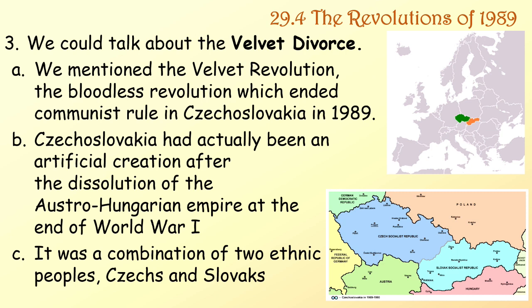We could talk about the Velvet Divorce. We mentioned the Velvet Revolution, the bloodless revolution which ended communist rule in Czechoslovakia in 1989. But Czechoslovakia, as we know, had actually been an artificial creation after the dissolution of the Austro-Hungarian Empire at the end of World War I. It was a combination of two ethnic peoples, Czechs and Slovaks.